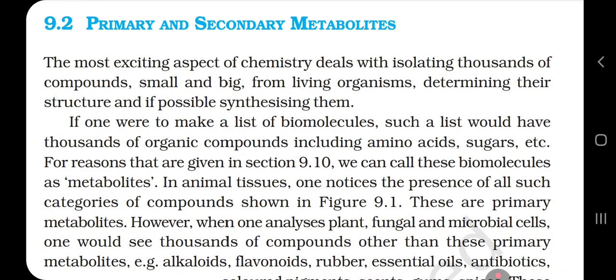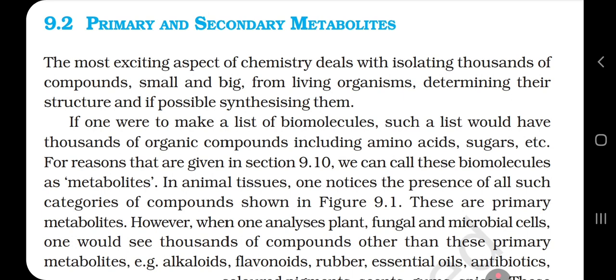9.2 Primary and secondary metabolites. The most exciting aspect of chemistry deals with isolating thousands of compounds, small and big, from living organisms, determining their structure and, if possible, synthesizing them. If one were to make a list of biomolecules, such a list would have thousands of organic compounds including amino acids, sugars, etc. For reasons that are given in section 9.10, we can call these biomolecules metabolites.